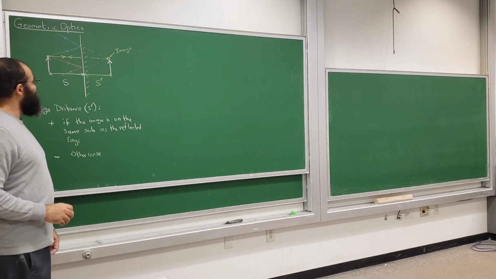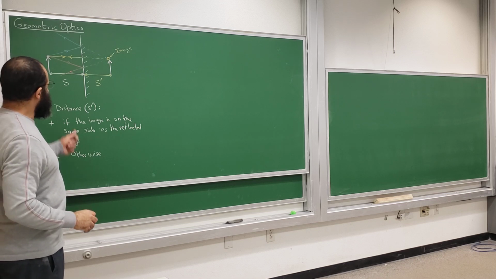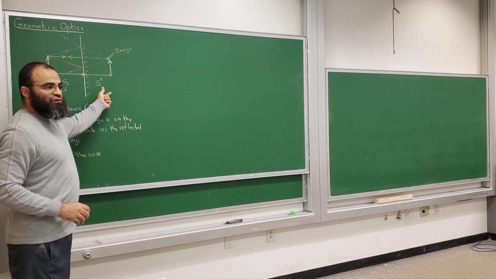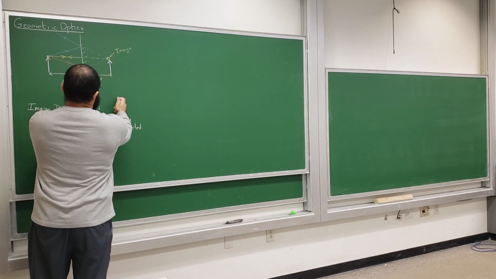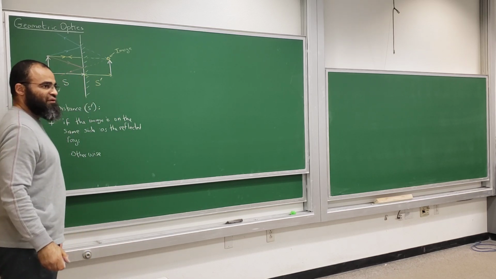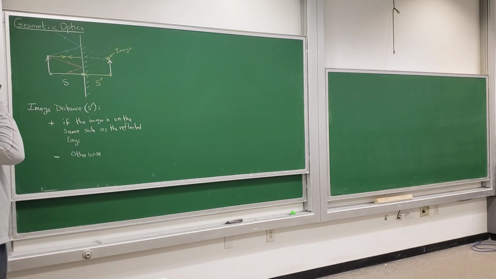Then we can use the angles, and we can show that S is equal to S prime. This distance from here to here, this magnitude, is equal to this magnitude. Let's see. What else can I say?